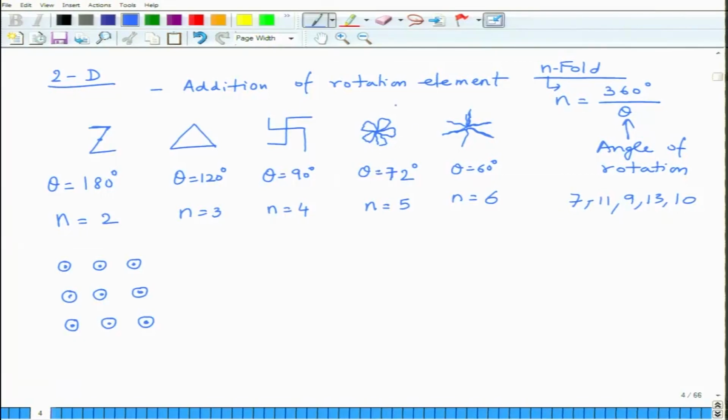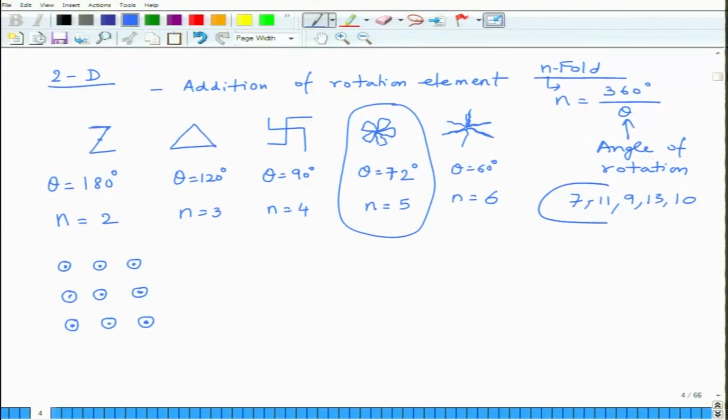In fact, even 5-fold is not permitted in crystallography because it does not fill the space. See, the point is you can have a rotation of that degree, but if your object does not fill the space... In crystallography, the important thing is in crystalline materials, that operation must fill the space. So, 5-fold objects do not fill the space. As a result, crystalline materials do not show 5-fold symmetry.